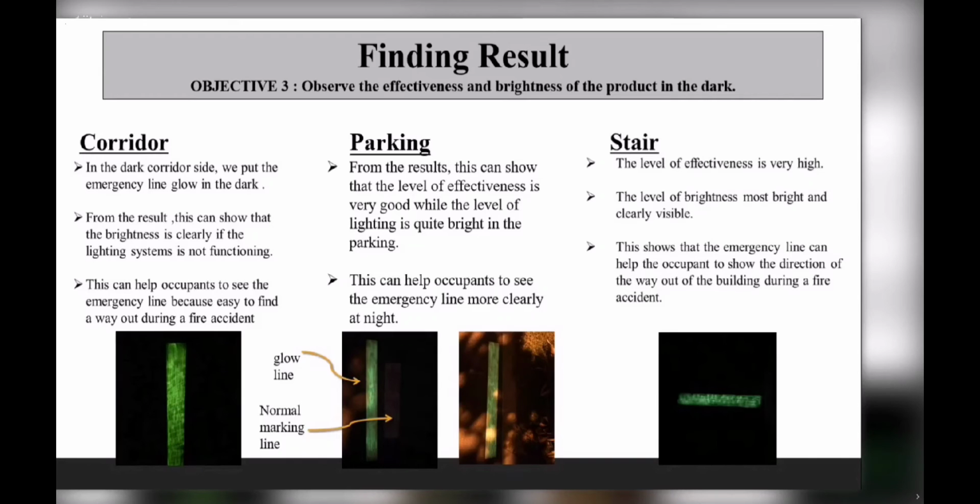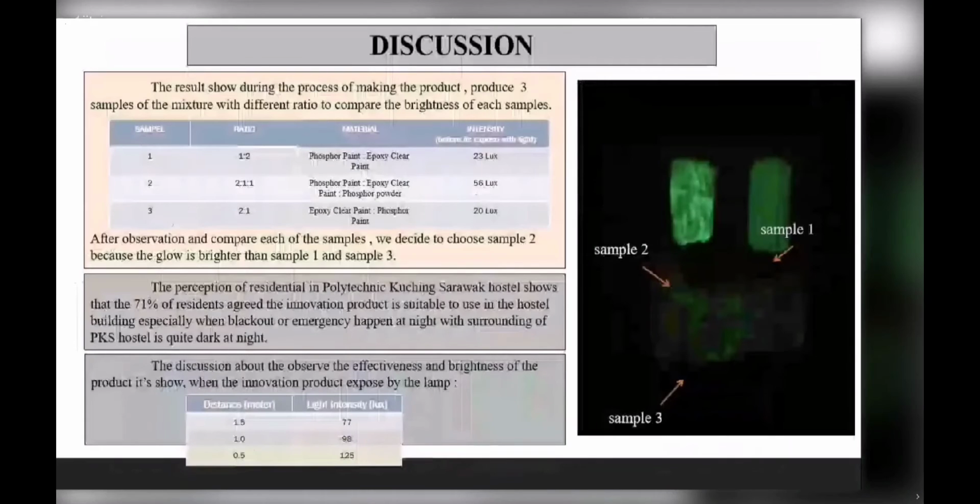Okay. Discussion. The results show that during the process of making the product, we produced 3 samples of the mixture with different ratios to compare the brightness of each sample. After observing and comparing each of the samples, we decided to choose sample 2 because the glow is brighter than sample 1 and sample 3.